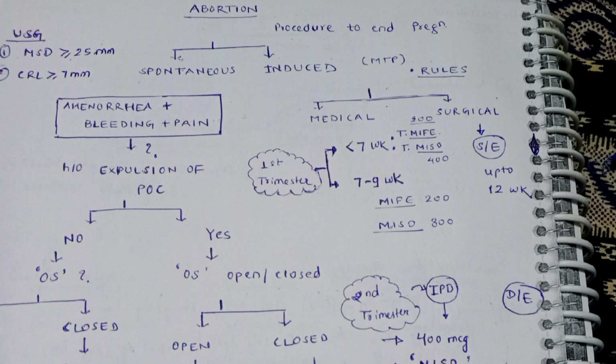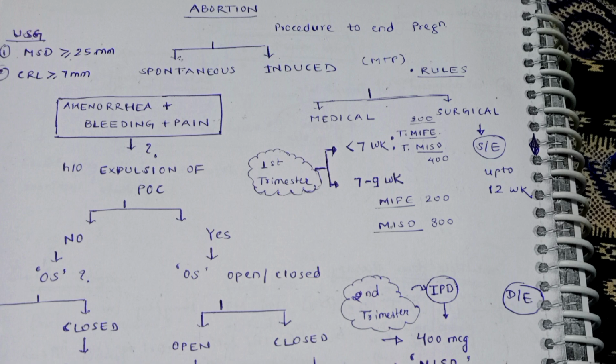In special cases of MTP in more than 24 weeks, there is a team consisting of 4 members, and the team will decide whether the female should go for MTP or not. The team will consist of 4 members: a gynecologist, a pediatrician, a radiologist, and one administrative member.